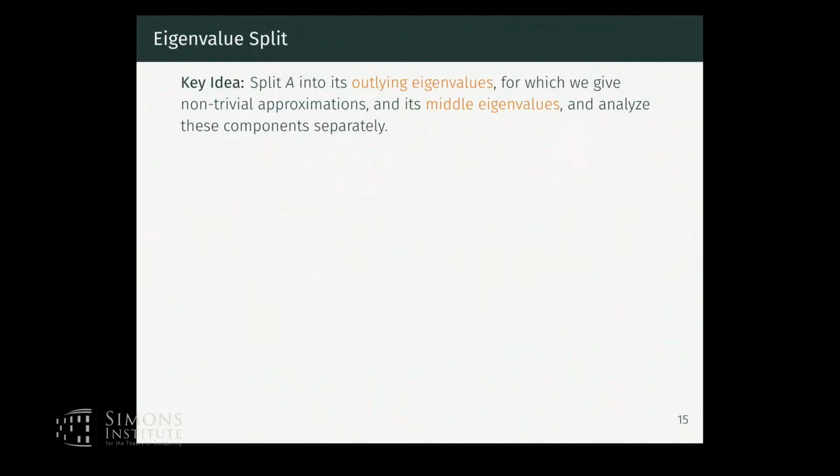The key idea is simple. It's appeared in a lot of literature in this area. I basically split my spectrum into a head and a tail component. So I split A into its outlying eigenvalues, which are basically bigger than epsilon n. These are the ones that we expect to get non-trivial approximations to. And then its middle eigenvalues, which are less than epsilon n, and we're not going to get non-trivial approximations to them.